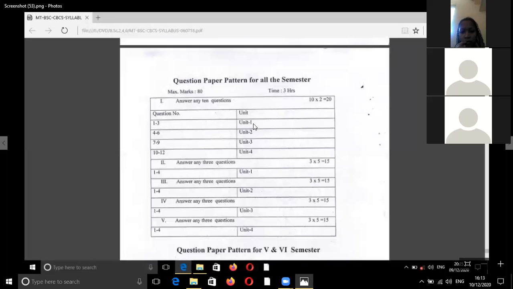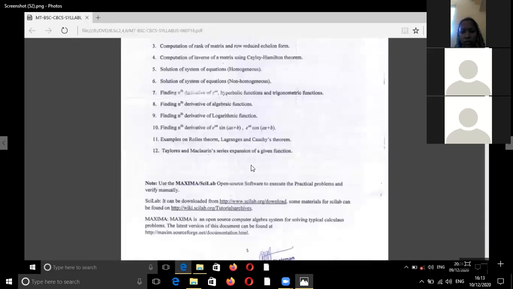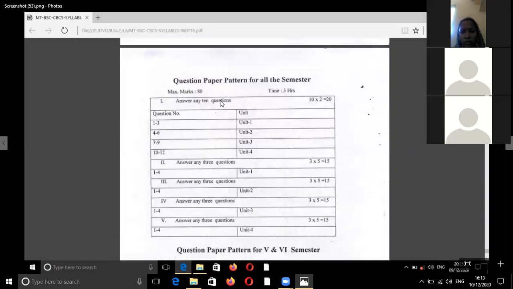And here this is the pattern of the question paper for all 4 semesters. For fifth and sixth it varies. The first four semesters have the same pattern. Questions 1, 2, 3 are for unit one, and unit two is 4 to 6. Two marks for each. 10 into 2 is 20. Total you have 12, out of 12 you have to write 10. The first three are from unit one, the second three from unit two, the next three from unit 3, and the remaining 3 from unit 4. That is totally 12. You have to write 10 out of 12, and we get 20. And the second question has 5 marks questions.